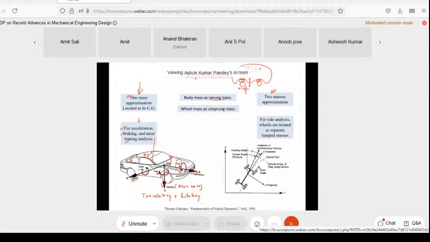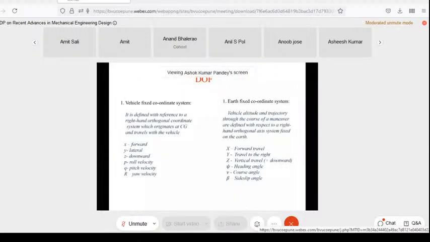Now, the other form that we come across, we will be talking about this one a little later. Such kind of coordinates, where the coordinate is fixed to your body, is called the body fixed coordinate system. And there is another coordinate if we want to analyze our vehicle with respect to some earth fixed coordinate, right? So here this one is not fixed to the body. So there are two coordinate systems that we deal with, body fixed and earth fixed, while we write down the equation of motion of the vehicle. In body fixed coordinates, you have forward, lateral, downward, roll, pitch, yaw. And in earth fixed coordinates, we have forward travel, travel to right, vertical travel, heading, course, side. All this will come into picture.